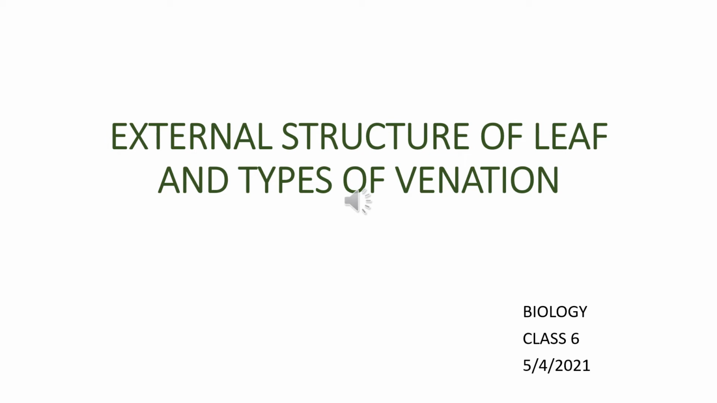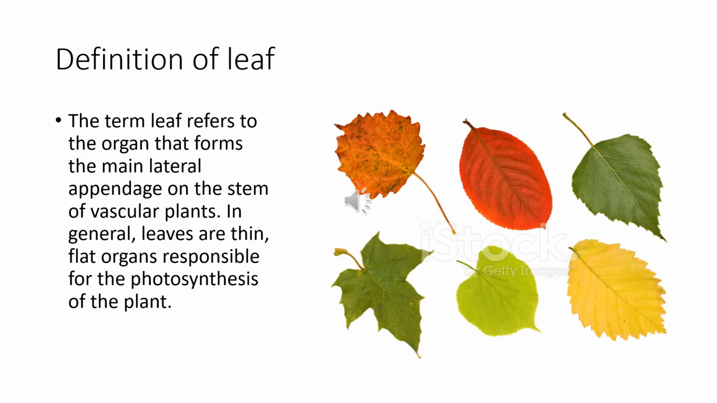Today we are going to discuss the external structure of a leaf, types of venations, and also different structures and different forms of leaves that are found in the surroundings. Leaves are parts of a plant. They are defined as the lateral appendages that grow on the stem, particularly at the nodes of vascular plants.